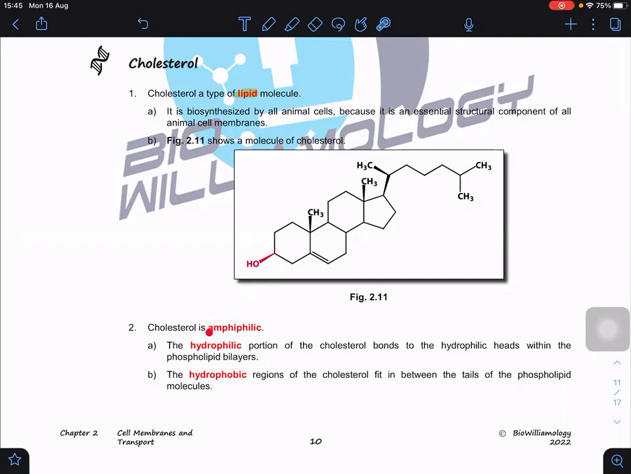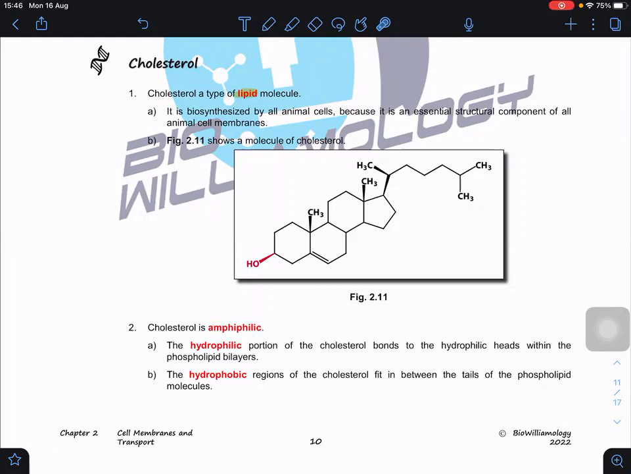So in terms of cholesterol, they are amphiphilic. Amphiphilic means it likes water and also does not like water, right? So what does amphiphilic mean? Basically, they're similar to the phospholipid bilayer. They do have hydrophilic and hydrophobic regions, but don't call it a head or tail. Are you clear? So you just say that they have hydrophilic and hydrophobic regions.